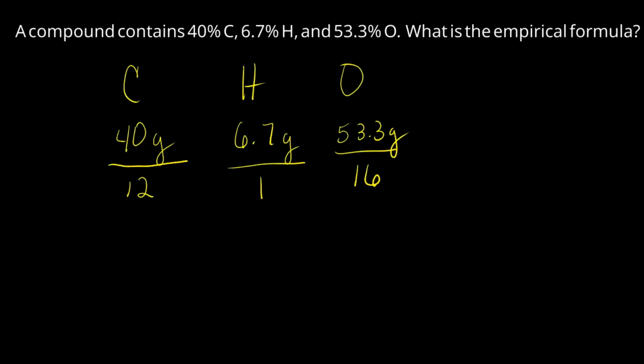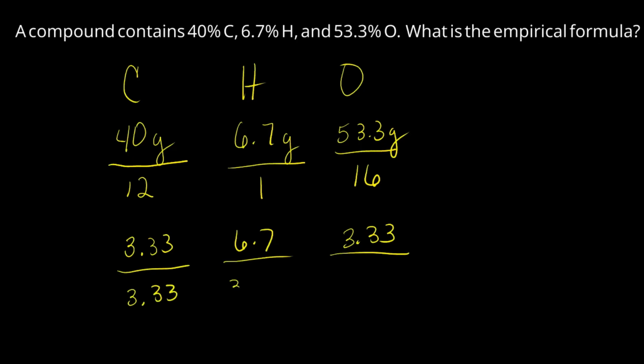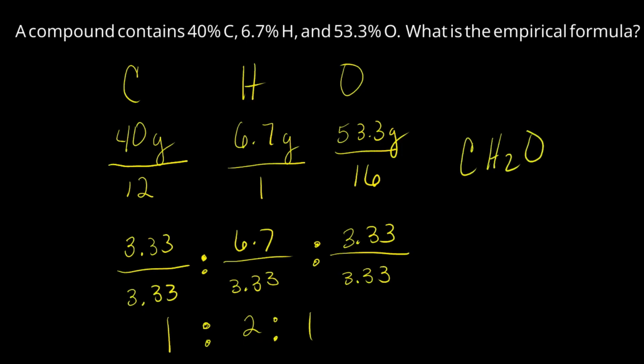When I divide these, I get 3.33, 6.7, and 3.33. We'll divide each one by the smallest, which is 3.33. We're going to set these up into a ratio. So this is a 1 to 2 to 1 ratio. So my empirical formula is going to be CH2O.